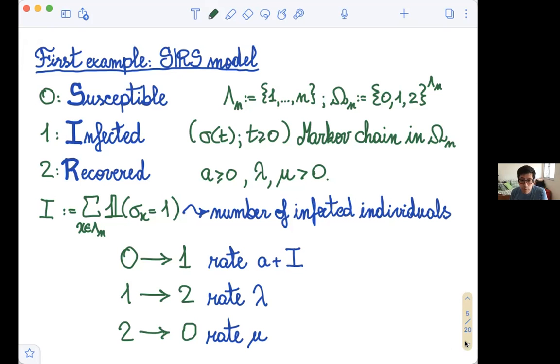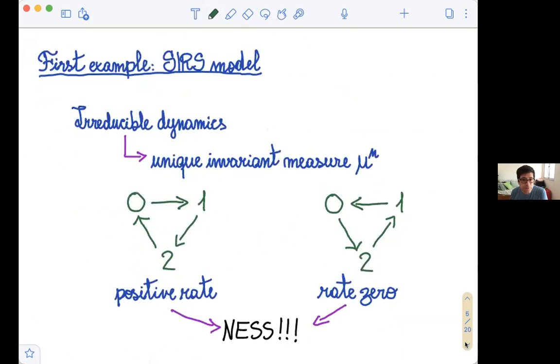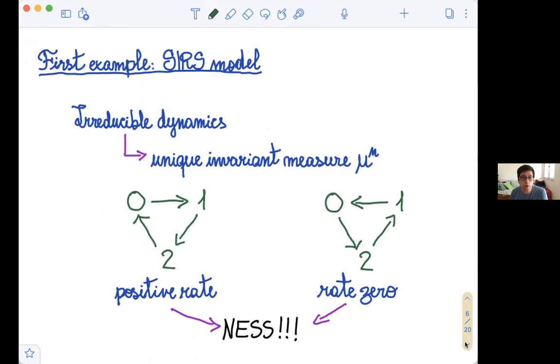So that was our first example. Another example. This is just a quick proof that this chain is non-reversible. It's very easy to check that this dynamics is non-reversible, because you see that a cycle 0, 1, 2 has positive rate, but the opposite cycle has rate 0.